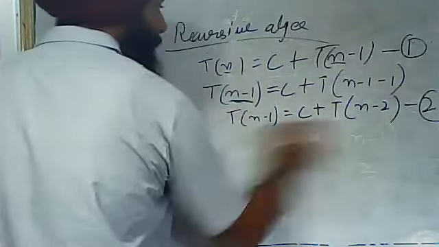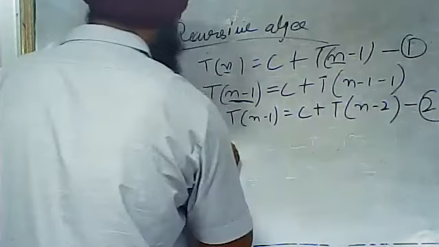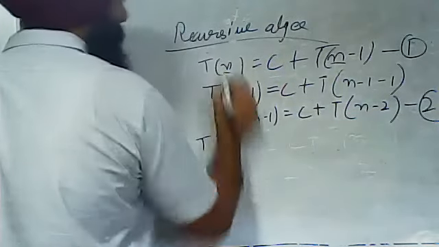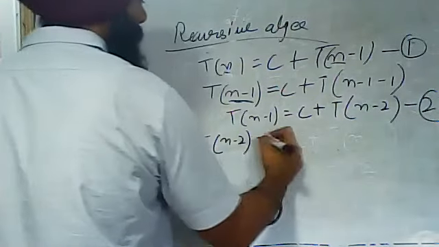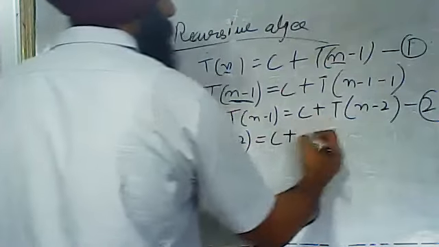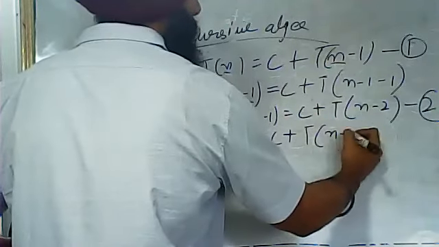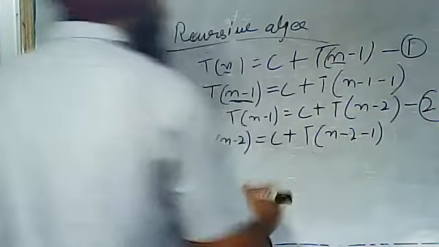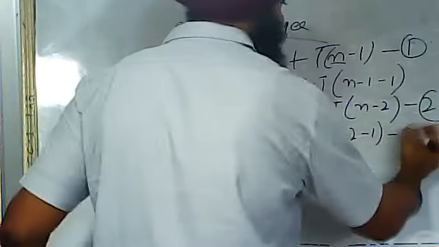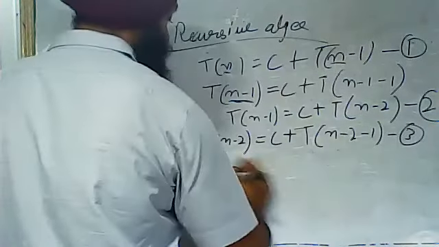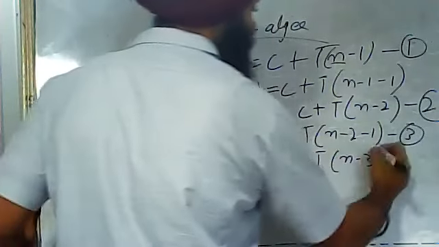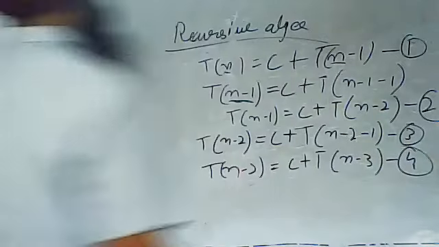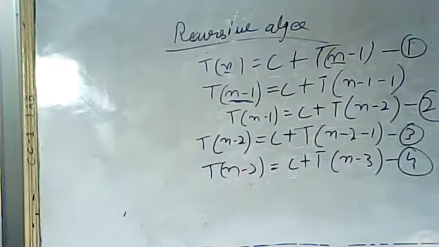If I want to find out the value of T of n minus 2, here in the first equation, instead of n, I will put n minus 2. So it will be C plus T of n minus 2 minus 1, and that will become T of n minus 3.